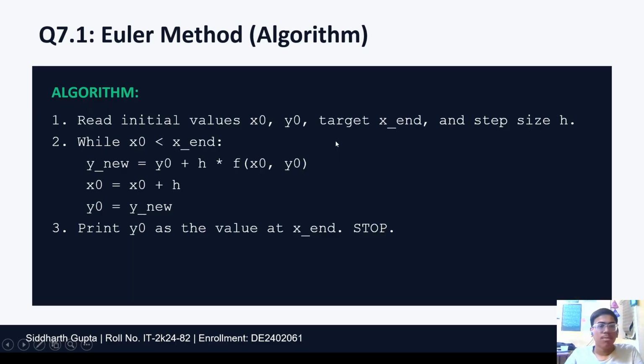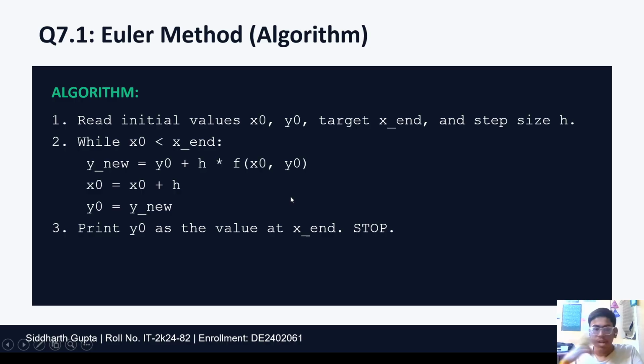The Euler method algorithm is very simple. We will read the values of x0, y0, target xn, and step size h. We will start a while loop till x0 is less than xn, like the starting value is less than the ending value. The new y will be equal to y0 plus h into f of x0 comma y0, and x0 will be increased by the step size h, and y0 will become the new y. We will print y0 as the value at xn.